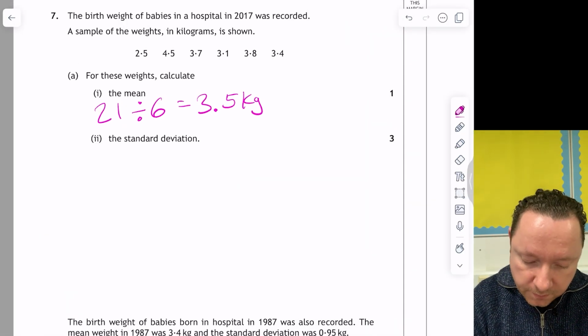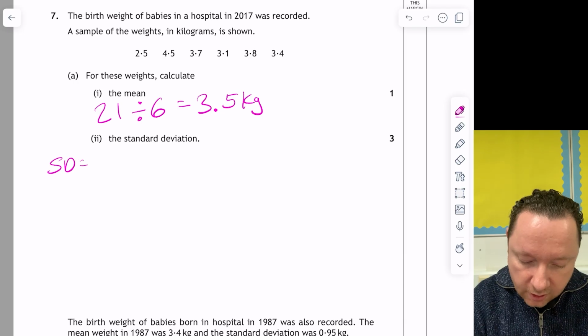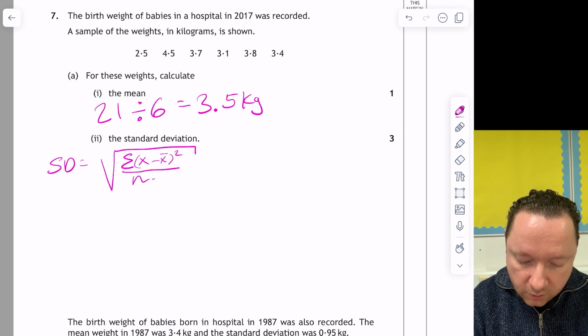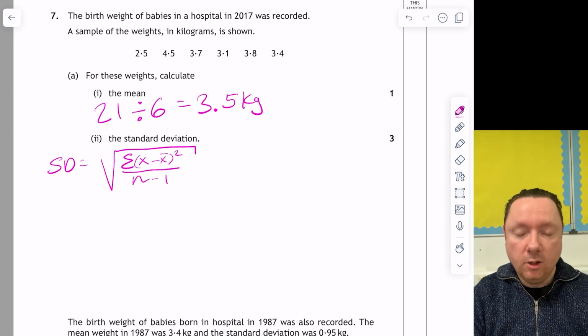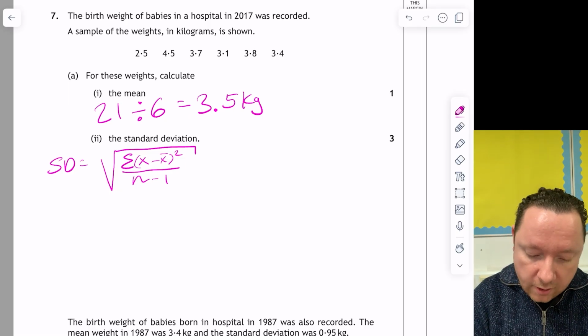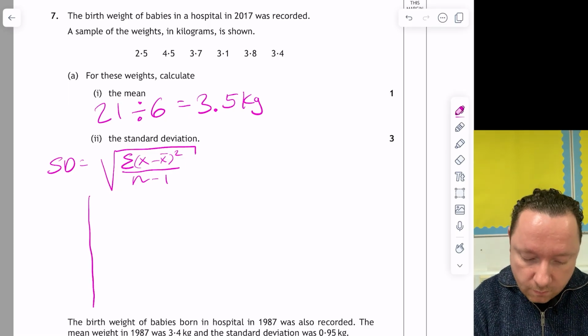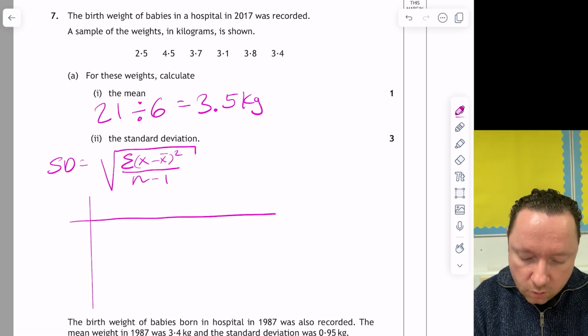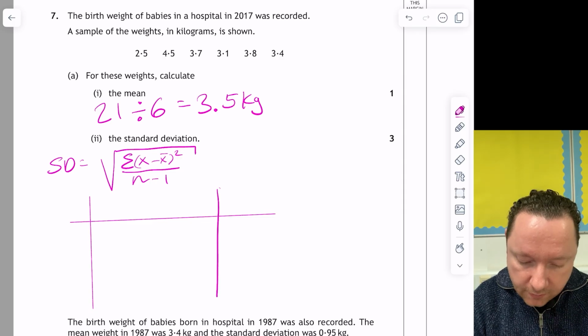The exam paper tells you that the standard deviation is the square root of the sum of x minus x bar all squared over n minus 1. Now there is another formula you can use, but I always use this one, so that's the one I'm going to show you here. And the way I remember this is I draw a little table, like so, being as neat as I can.